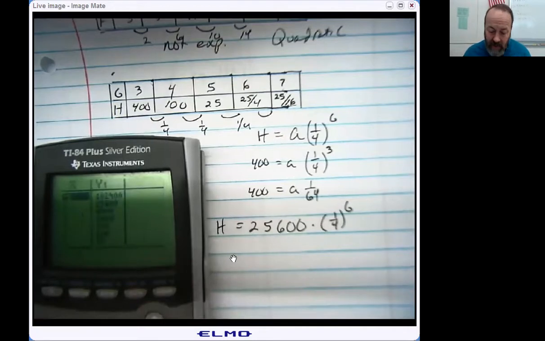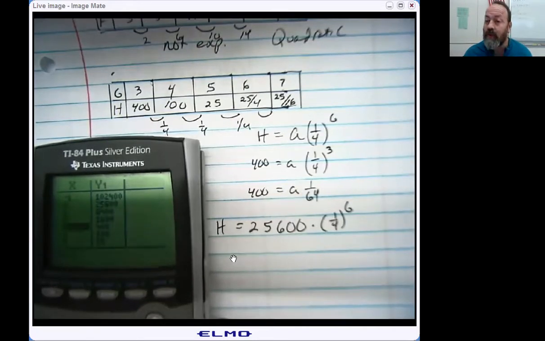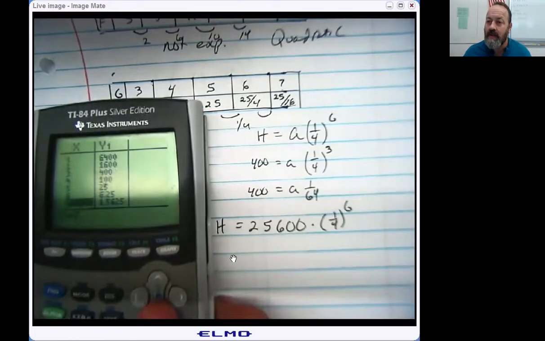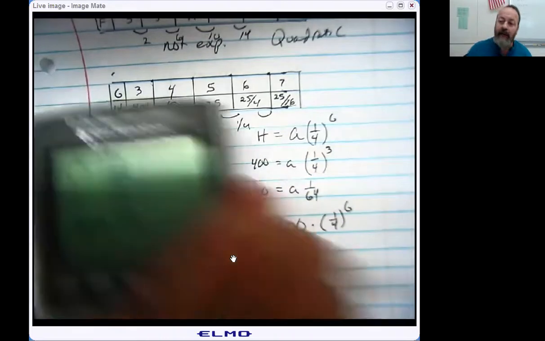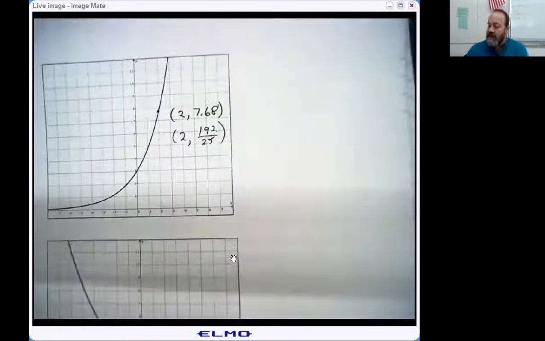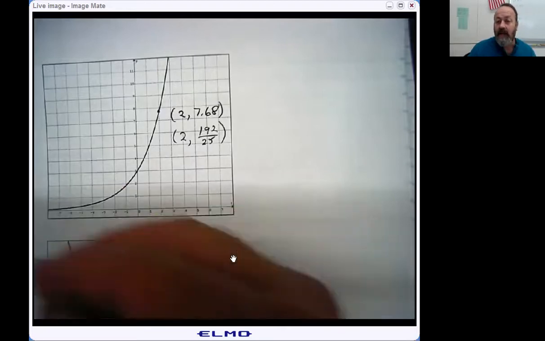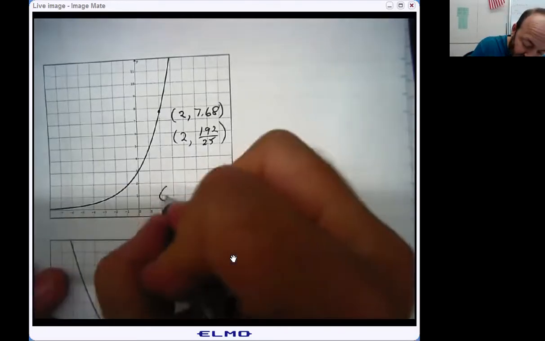And in my table, let's see, at 3, I got 400, 100, 25, and I see the numbers emerging exactly as I had. Now, the last concept that I wanted to hit with you is what happens if instead of a whole bunch of data values, they just give you a graph.